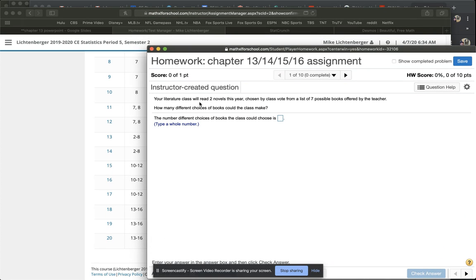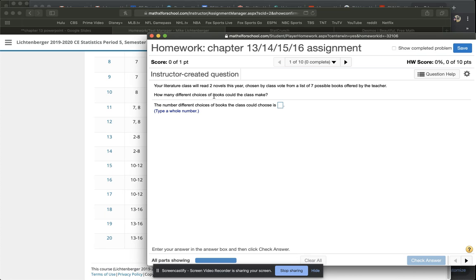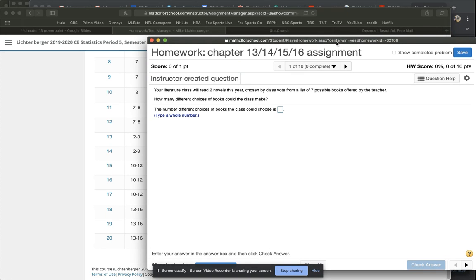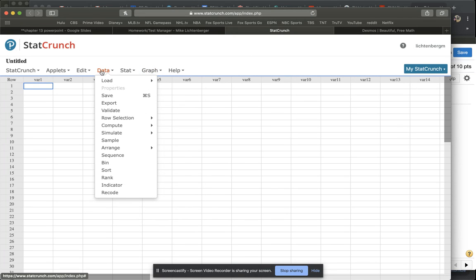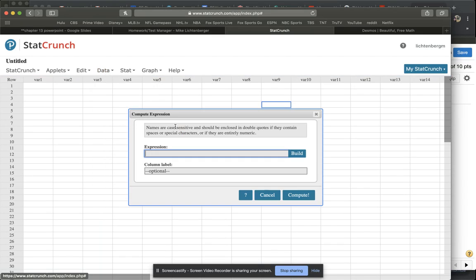So let's look at number 1 here. I'm going to go over the first 2. Your literature class will read 2 novels this year chosen by class vote from a list of 7 possible books offered by the teacher. How many different choices of books could the class make? So this is just straight up going into StatCrunch here. So remember, for StatCrunch to find combinations, we're going to go to Data, Compute, and Expression. Again, that's Data, Compute, and Expression. And I'm going to type in COMB.